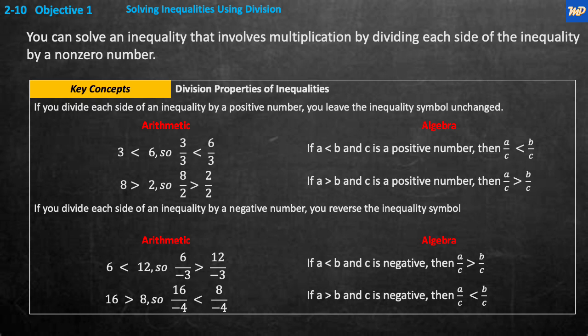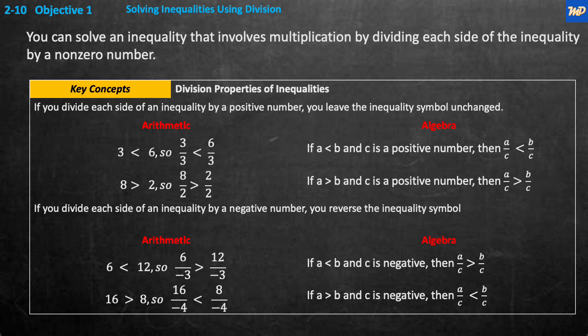Okay, Objective 1, Solving Inequalities Using Division. You can solve an inequality that involves multiplication by dividing each side of the inequality by a non-zero number. So here are key concepts, some things to keep in mind. Division properties of inequalities. If you divide each side of an inequality by a positive number, you leave the inequality symbol unchanged. This is an important fact we're going to be talking about here. If you multiply by a positive number, nothing happens to the inequality sign. Something will, though, if you have a negative number.